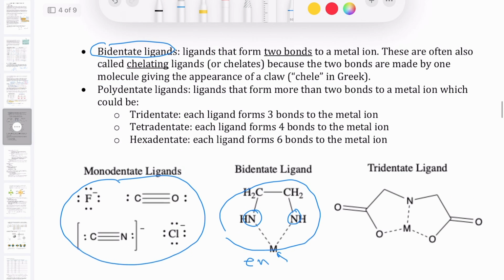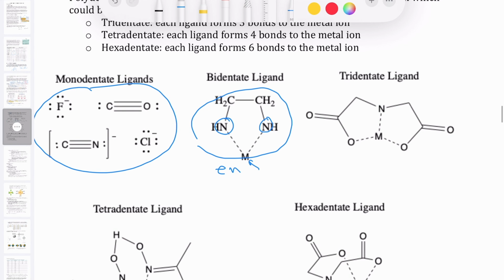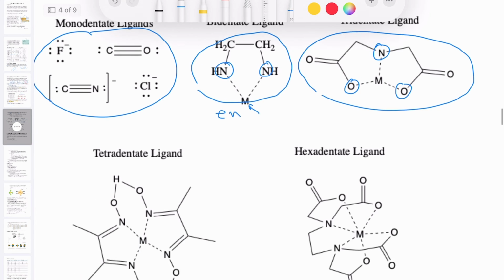A lot of times these bidentate ligands are also called chelating ligands. The word chelate refers to the fact that this looks like a claw, and the Greek word for claw is chele, and that's why they're called chelating ligands. You have also ligands that can form 3 bonds. So here's an example. This particular ligand has 2 oxygen that have lone pairs on them, and then nitrogen that also has a lone pair. So all those can form coordinate covalent bonds, 3 coordinate covalent bonds.